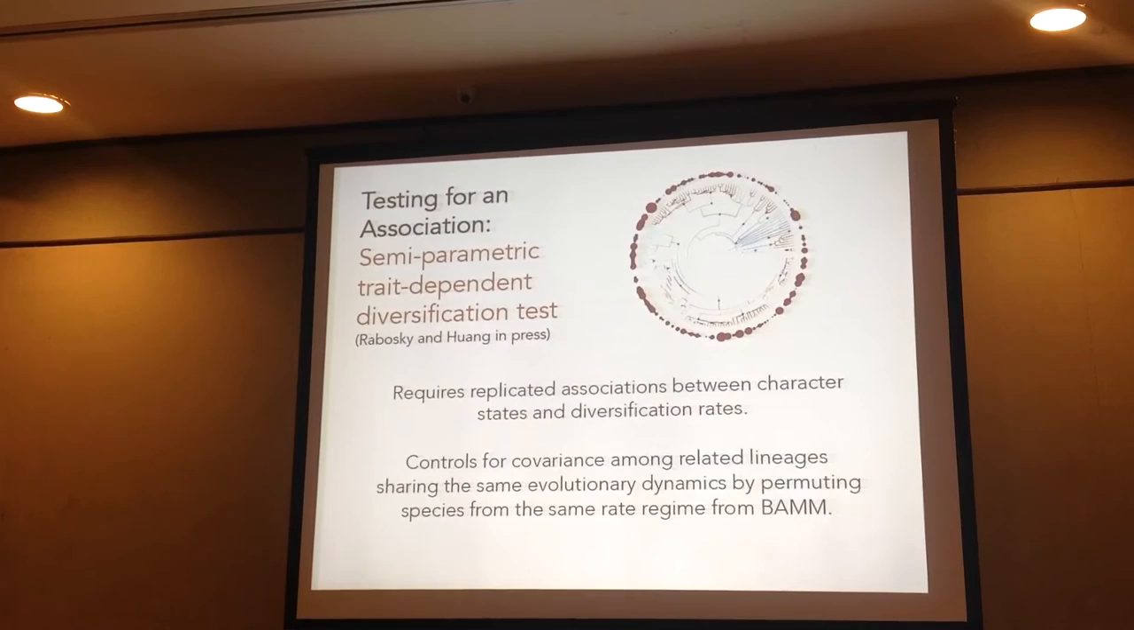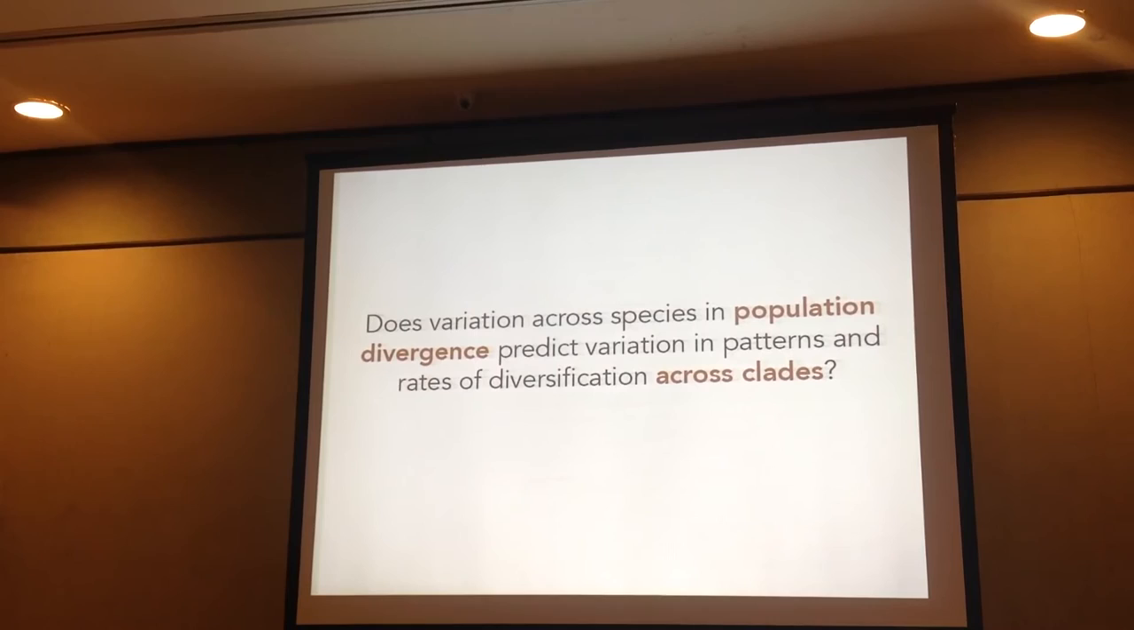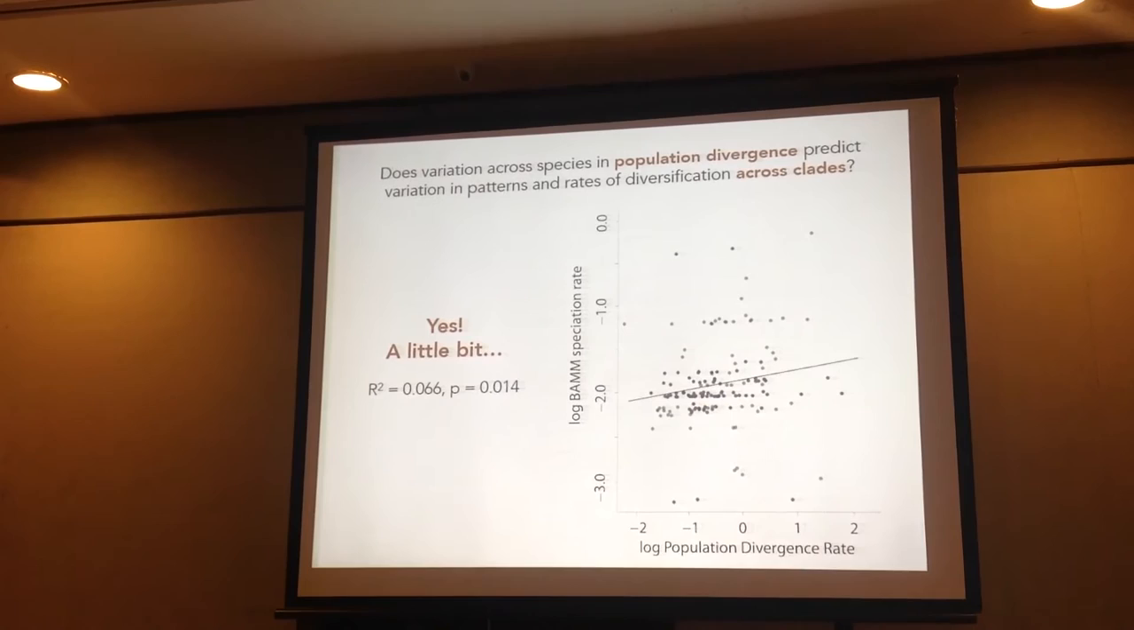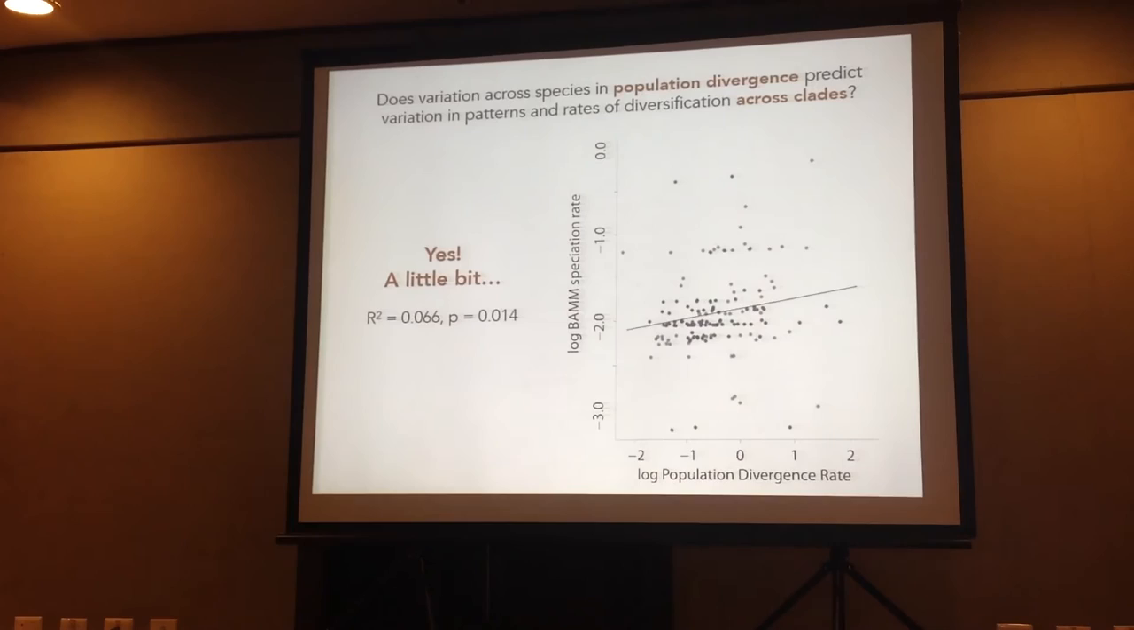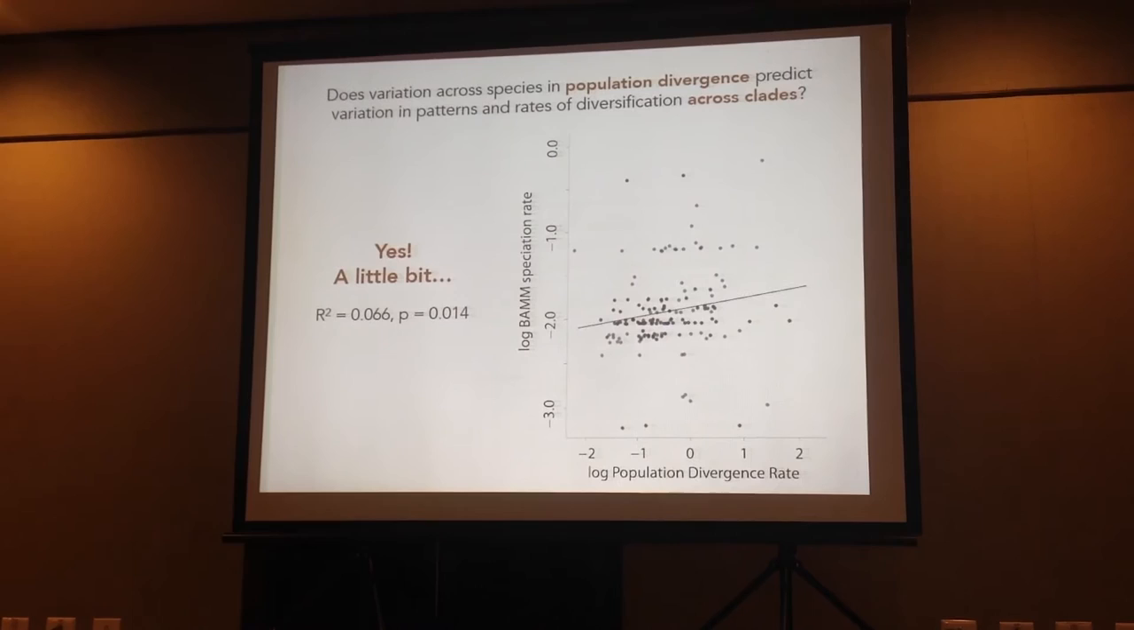So this is our original research question. Does variation across species in population divergence predict variation in patterns and rates of diversification over deeper time and across clades? What's the answer? The answer is yes, based on this test. It's significant, but you can see it's a pretty weak relationship, a pretty low R-squared value there. But we did recover a significant relationship, and there are a diversity of other factors potentially impacting speciation rates that might result in this relatively weak relationship between population divergence and speciation rate.